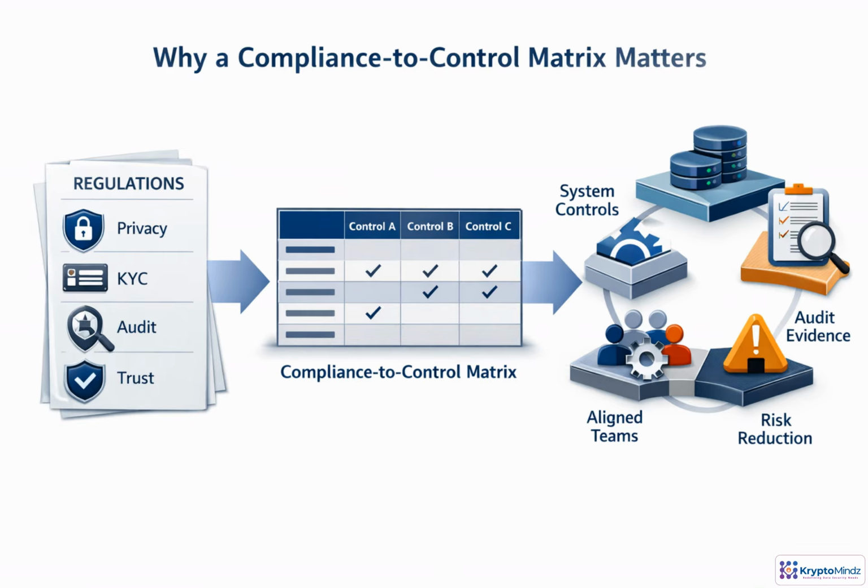A compliance to control matrix is the translation layer between obligations and implementation. Regulations may require privacy, KYC, auditability, and trust, but architects need those expectations expressed as concrete controls. The matrix defines who owns each control, where it is implemented, how it is tested, and what evidence proves it works. That gives architecture, engineering, security, operations, compliance, and audit teams a shared map.